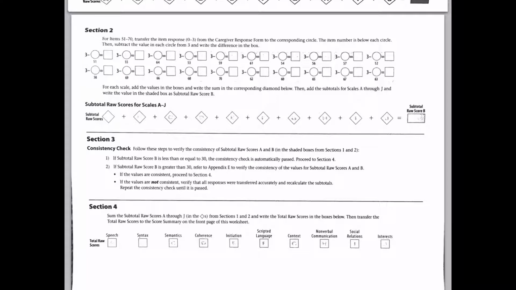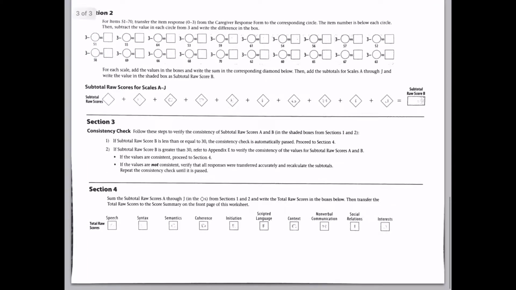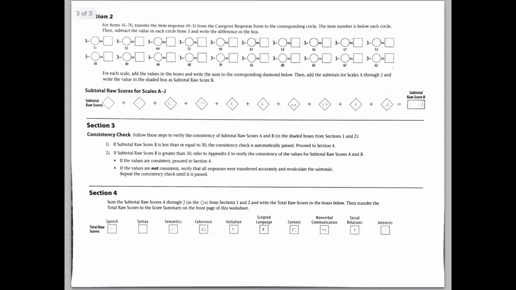Once the consistency check is passed, move to Section 4 and take the subtotal raw scores from Section 1 and the subtotal raw scores from Section 2 for scales A through J and add them together to find the total raw scores for speech, syntax, semantics, coherence, initiation, scripted language, context, nonverbal communication, social relations, and interests.